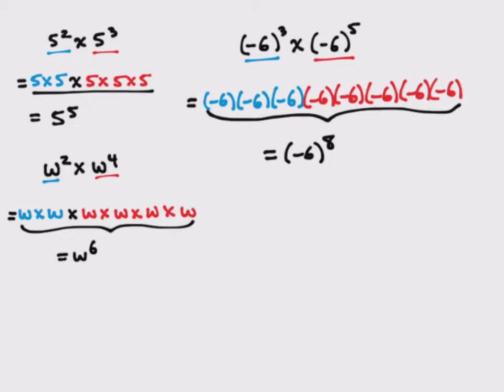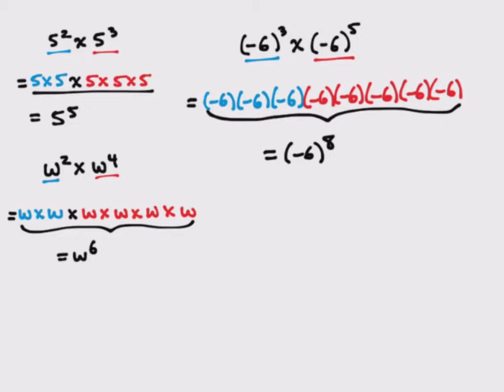Now let's see if we notice a pattern arising here. It appears to me that every time we multiply two numbers with the same base, we're simply adding the exponents. 5 to the second times 5 to the third was 5 to the fifth. Negative 6 to the third times negative 6 to the fifth, we got negative 6 to the eighth. And w to the second times w to the fourth, we got w to the sixth. And this makes good sense. For example, in our last example, when I see w to the second power, I immediately envision two w's being multiplied by one another. When I see w to the fourth power, I envision 4 more w's being multiplied by another. So of course it makes sense that you just add the exponents to find the product.